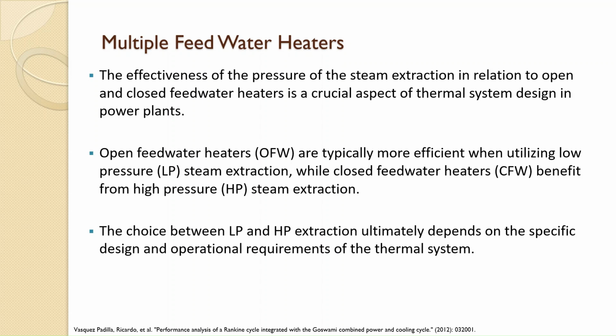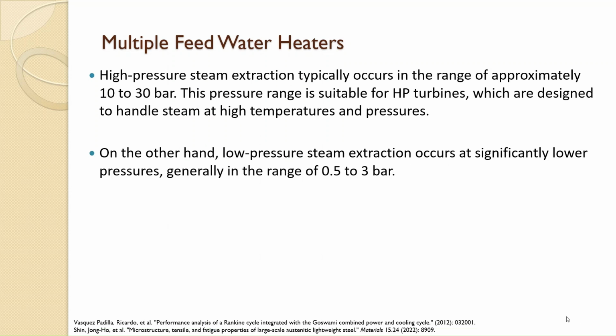Conversely, closed feed water heaters are designed to operate with high pressure steam extractions. The closed system allows for the recovery of the heat from the steam without direct contact with the feed water, which is beneficial in maintaining higher pressure and temperatures. The choice between low pressure and high pressure extraction ultimately depends on the specific design and operational requirements of the thermal system. When we say high pressure extraction, typically the range of the pressure is something around 10 to 30 bar, and this is suitable pressure for a high pressure turbine, which are designed to handle steam at high temperature and pressure. And the low pressure steam extraction is roughly around 0.5 to 3 bars.